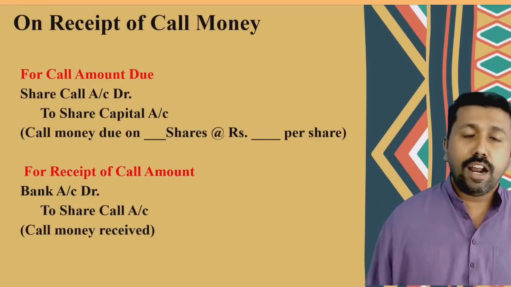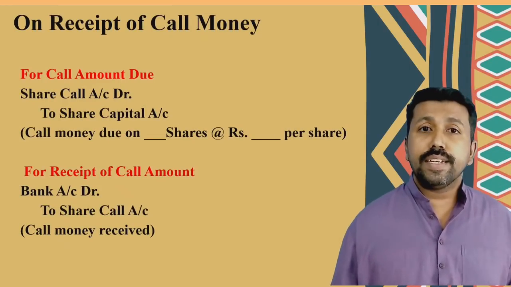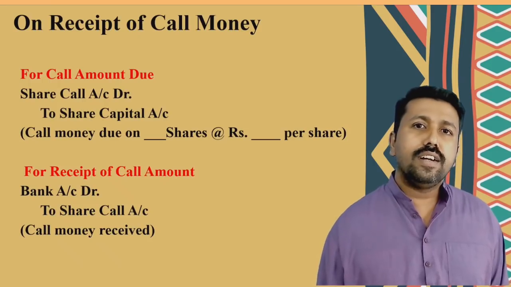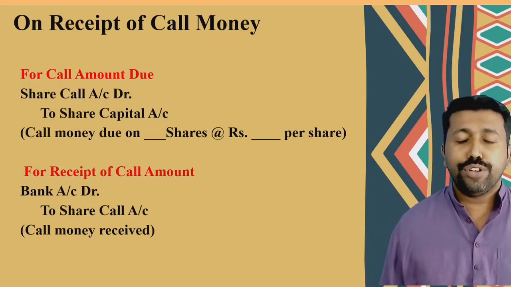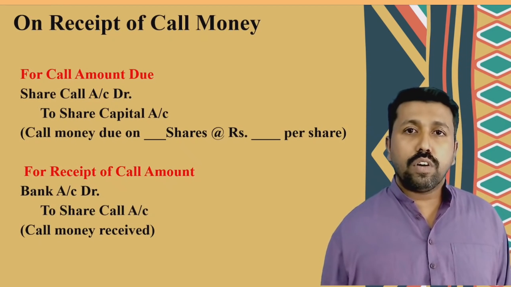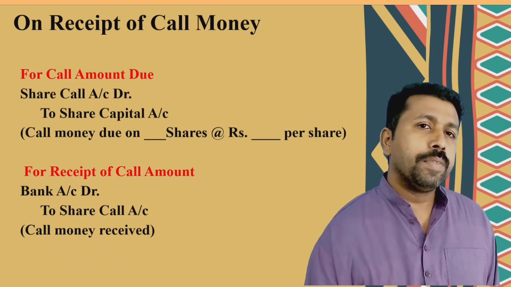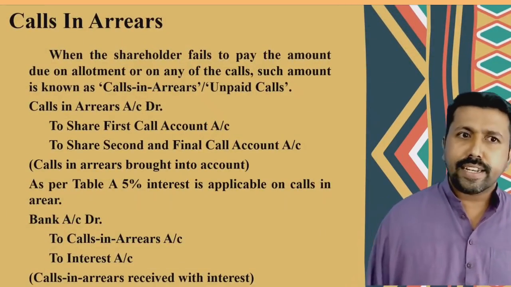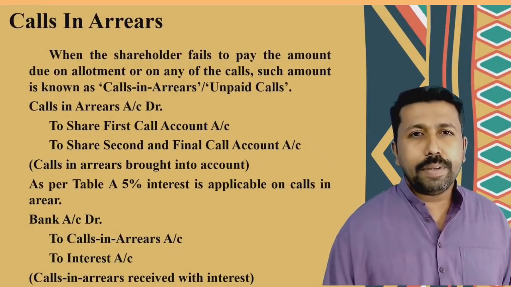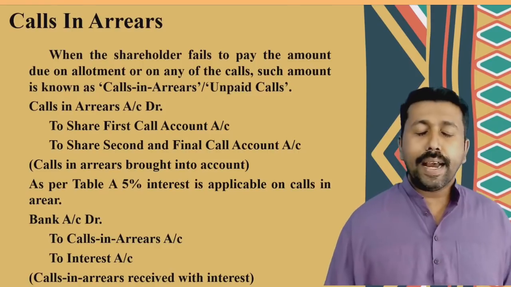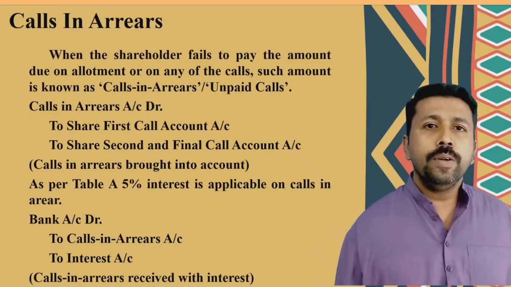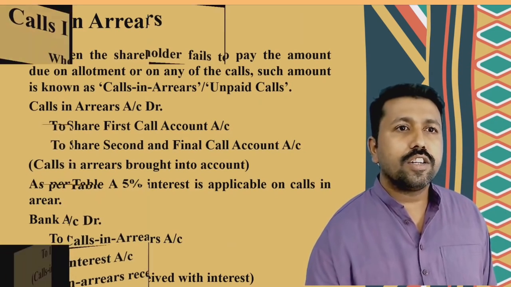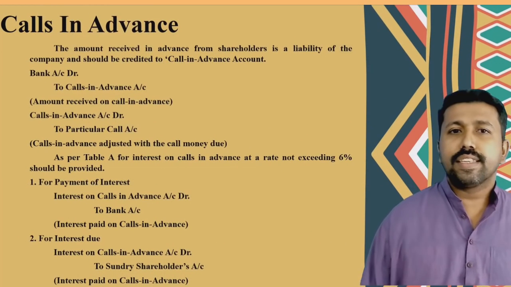And regarding the call money, the remaining amount when we are receiving through different installments, if it is due, share first or second and final call accounted to share capital. When we receive, bank accounted to share first call or share second and final call. So my dear students, these are the basic entries, and you know very well the concept of calls in arrear, and definitely it will be debited. Calls in arrear will be debited. Bank account debtor, calls in arrear account debtor to share allotment or to share first call, to share second call, like that. And regarding calls in advance, it is always credited.